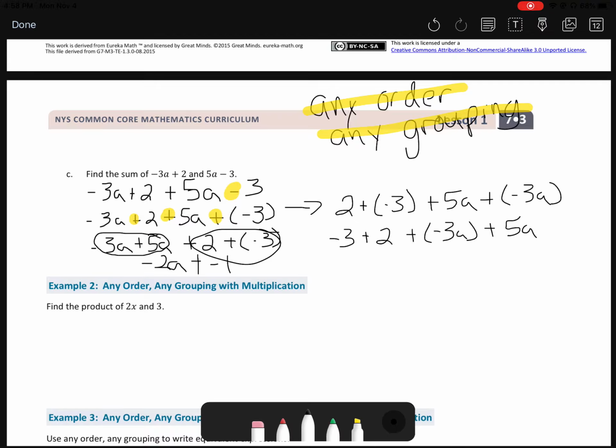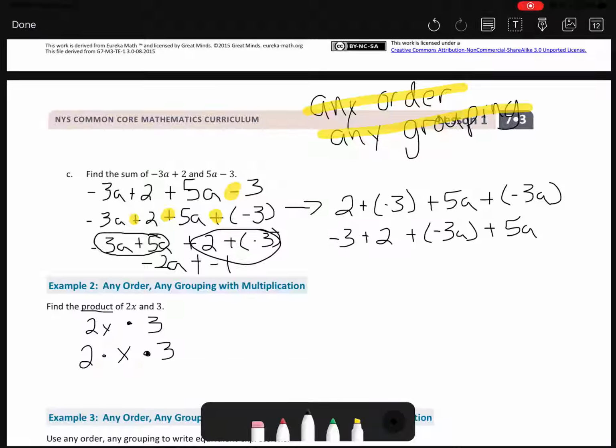Example number 2. Any order, any grouping with multiplication. So just like we know if they're all plus signs, we can use any order, any grouping, it also works with multiplication. So 2x and 3. Find the product of 2x times 3. So I can use my associative properties and I can separate these out, which actually means 2 times x times 3. That would be using my associative property.